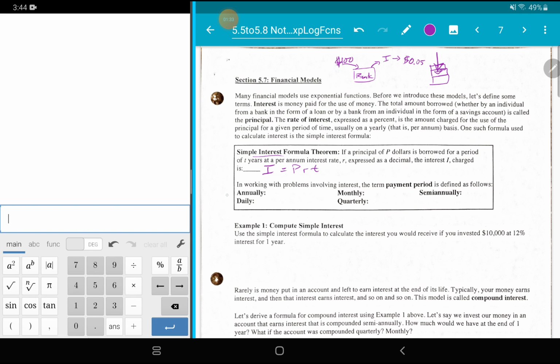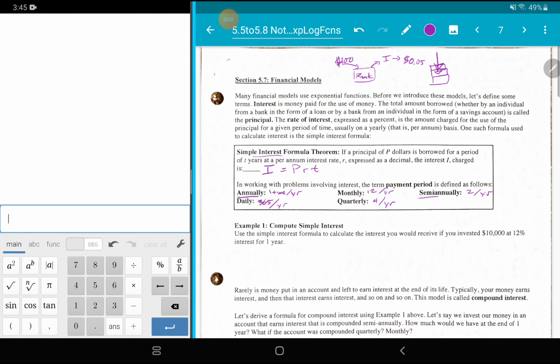When it comes to compound interest, you can break your number of compounds into different amounts. Annually means 1 time per year. Monthly means 12 times per year. Semi-annually means 2 times per year. Daily is 365 times per year, not accounting for a leap year here, of course. And quarterly is 4 times per year.